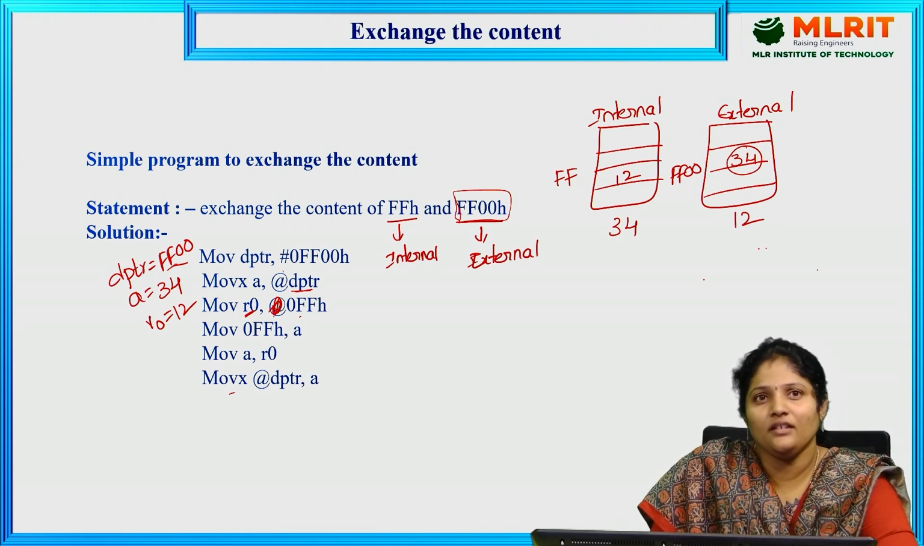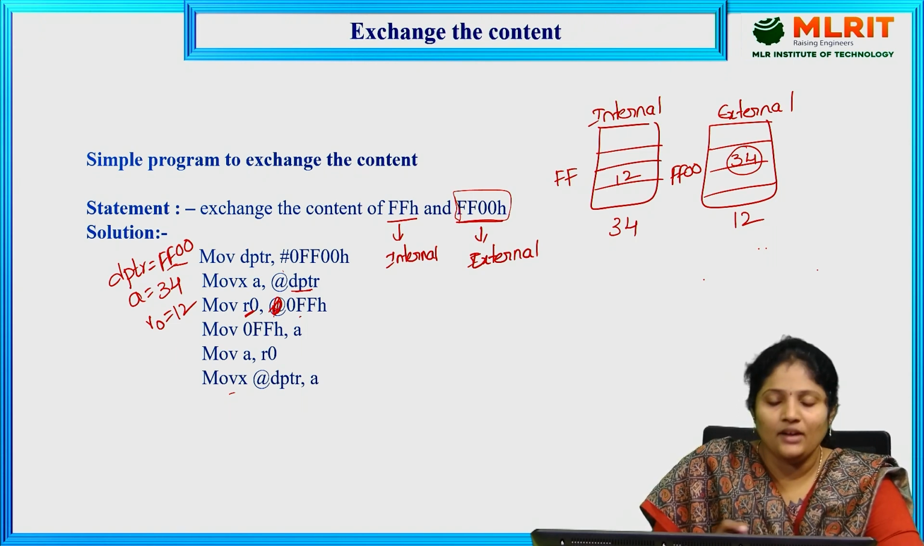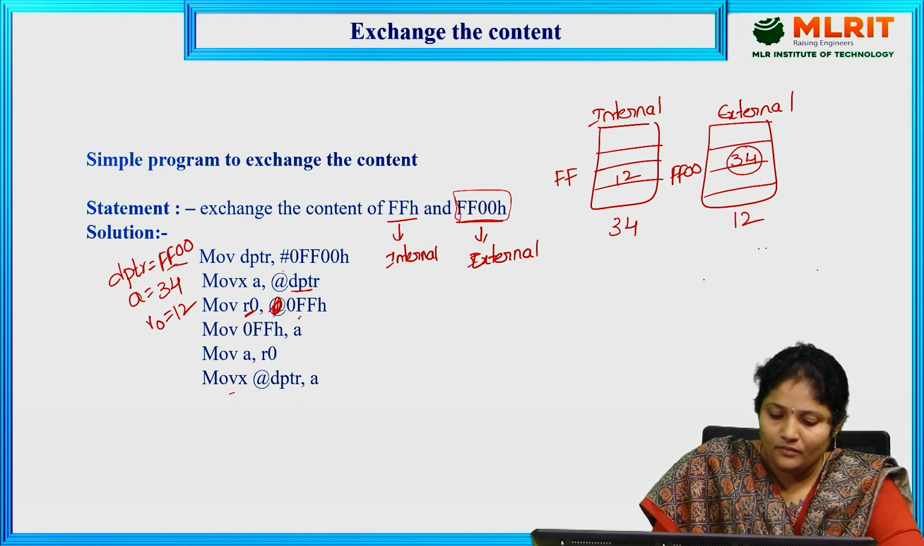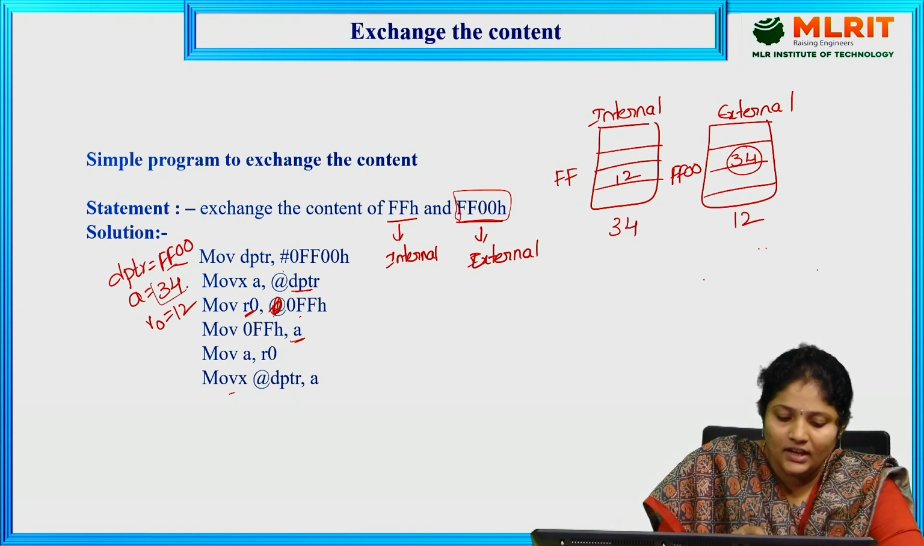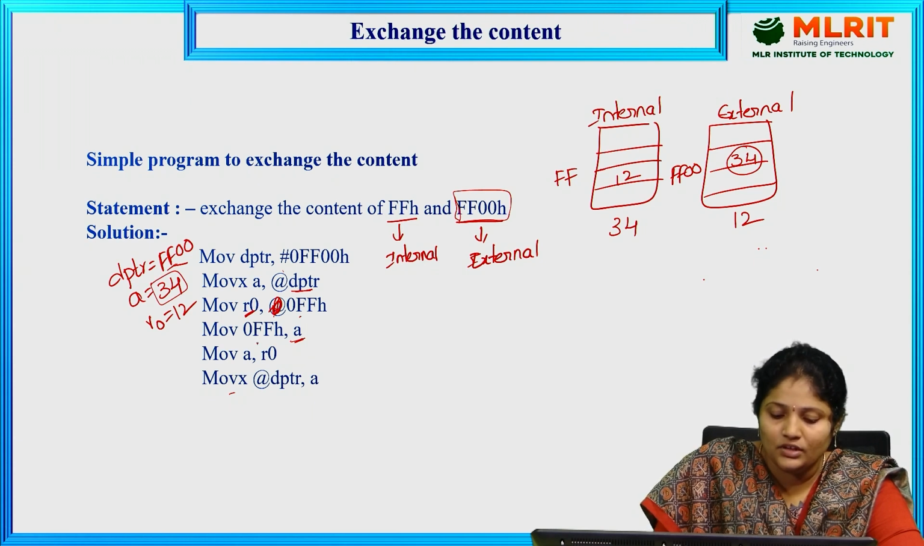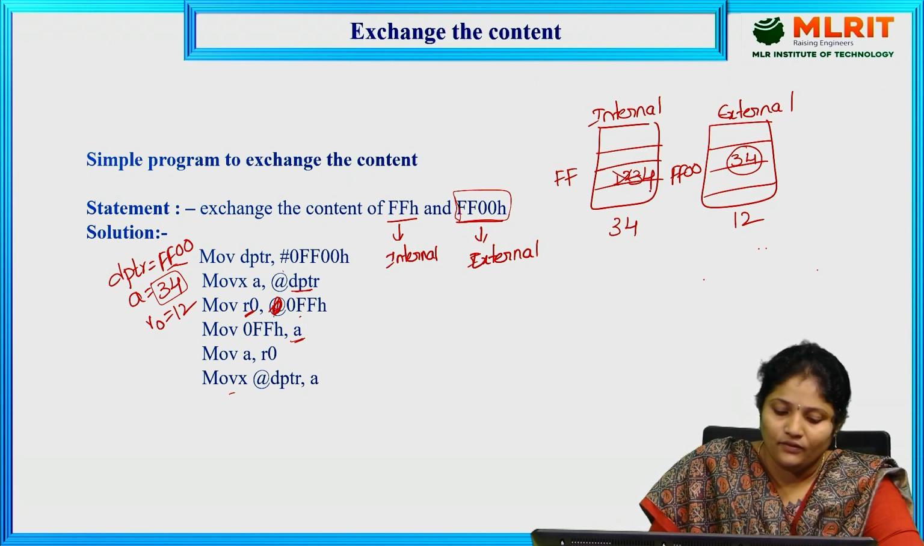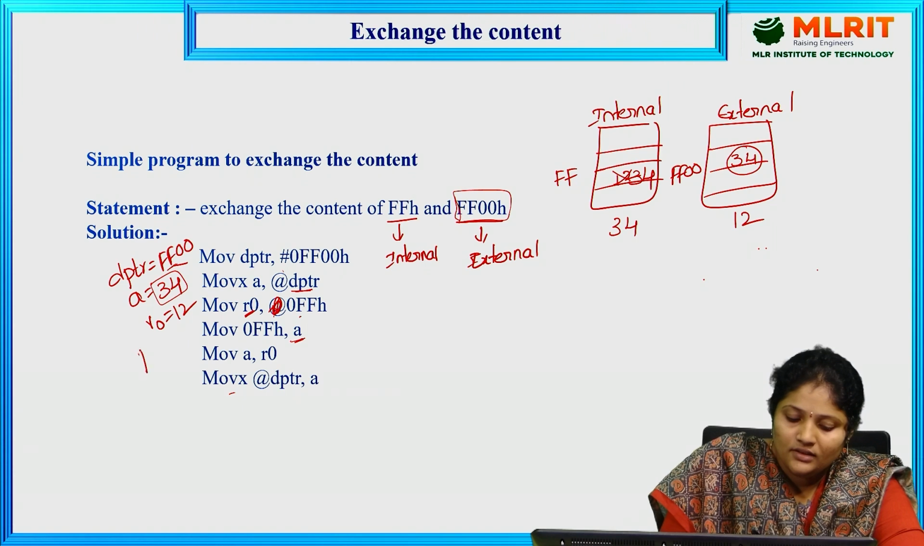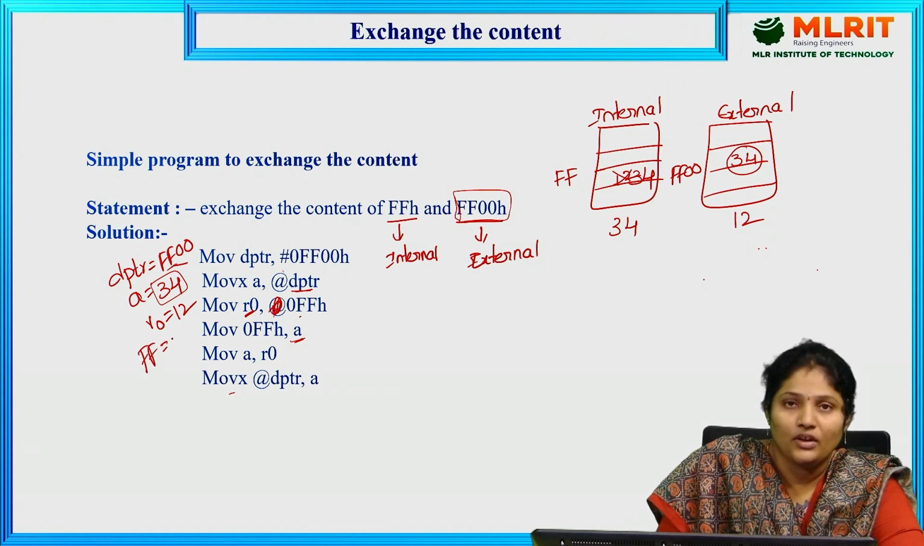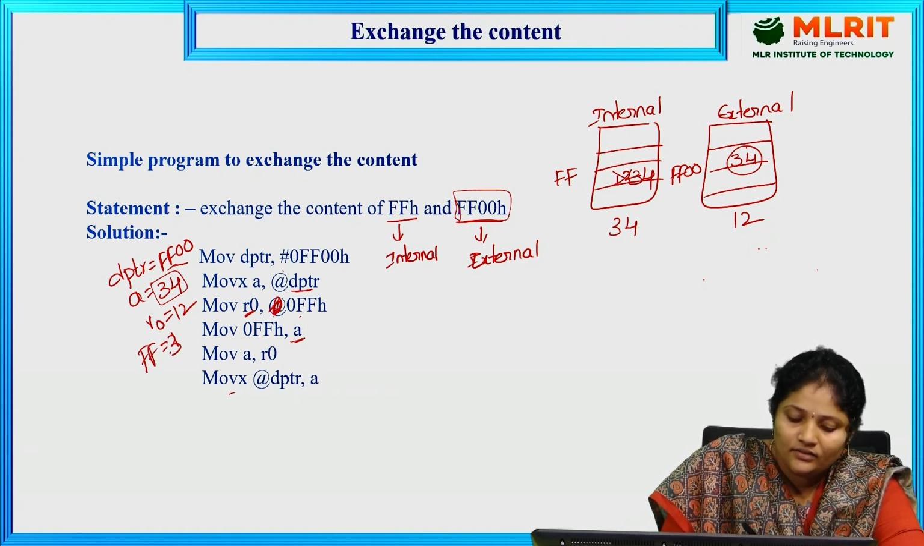So now we can just copy the contents into the required address location. Now the data present in A, what is the data present in A? 34. It needs to be moved to the location FFH. So FFH, which before had 12, will get cancelled and the data loaded is 34. So after execution, the FF location has the data 34.